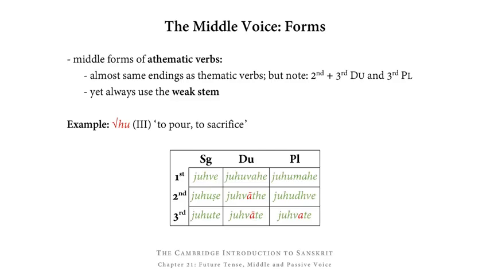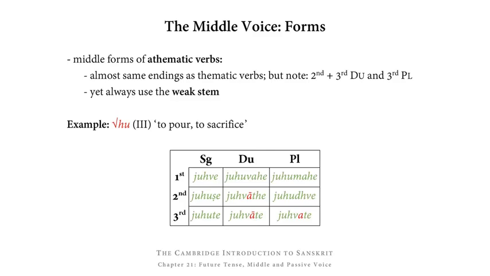Notice two things once again in front of an ending beginning with a vowel. Juhu turns into juhw, so the u changes into its semi-vowel counterpart w. And then instead of having ete, we have ate. Same thing happening in the third dual, so we have juhwate with juhu changing into juhw, and instead of having ete, we have ate. So the dual is juhuwahe, juhwate, juhwate.